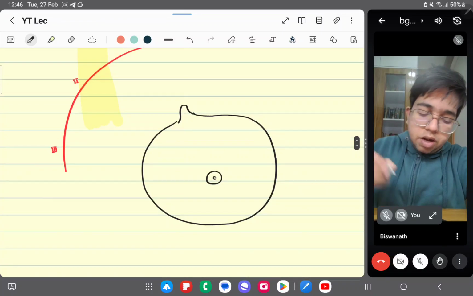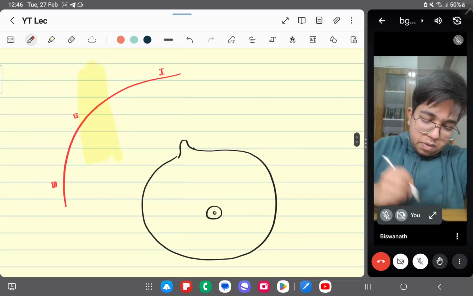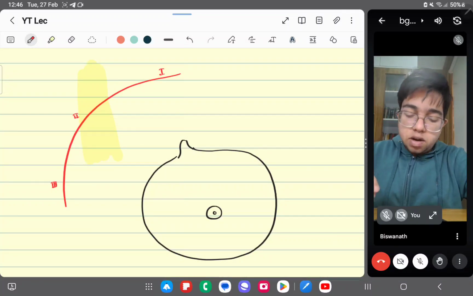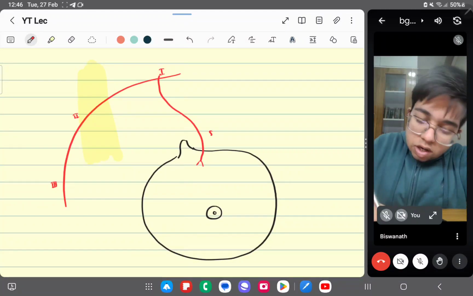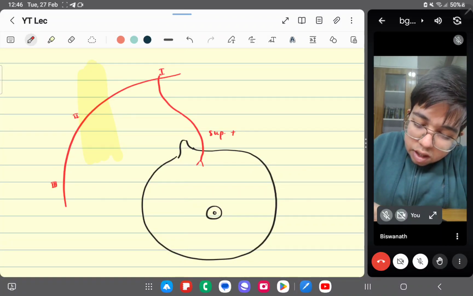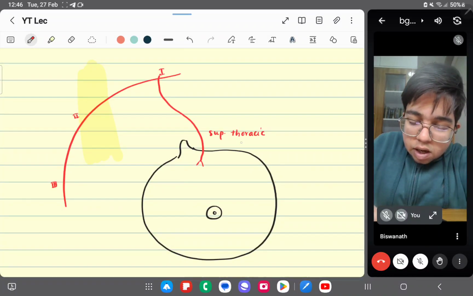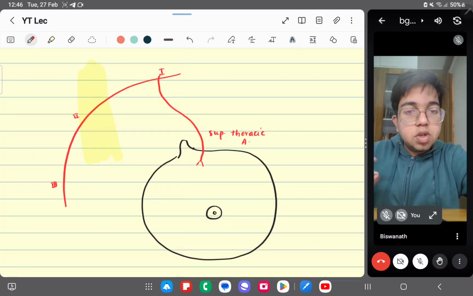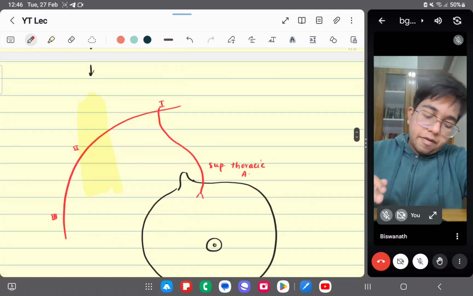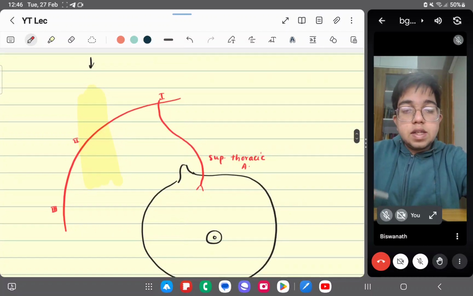This is the nipple and areola. So the first part will give the supply to the breast, that is called the superior thoracic artery. Superior thoracic artery. Understood? Then we have from the second part two arteries.